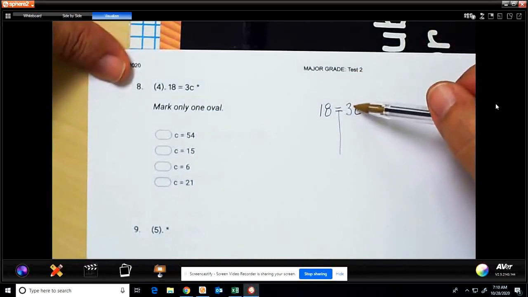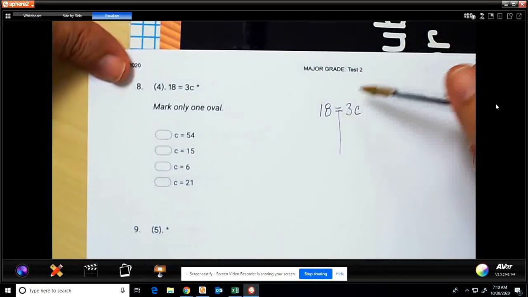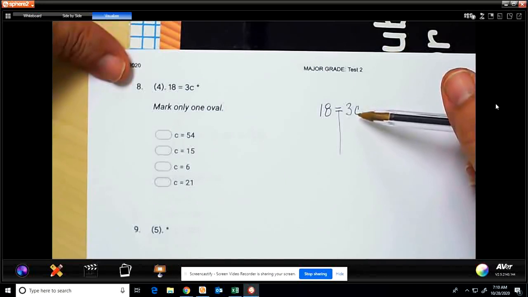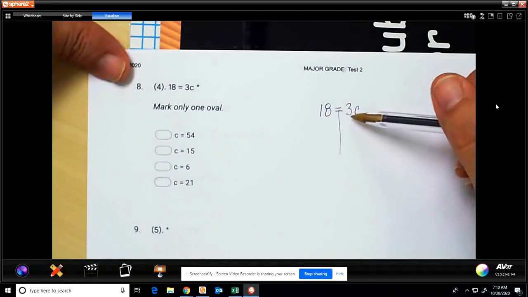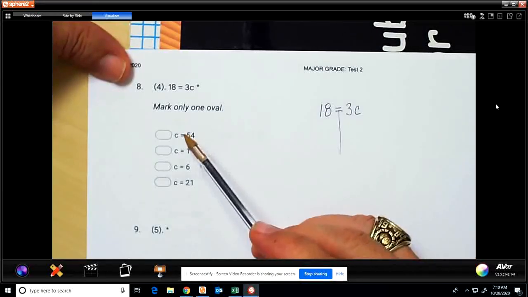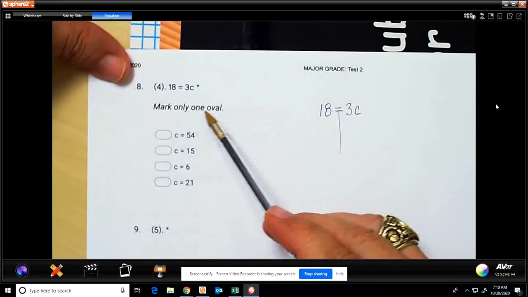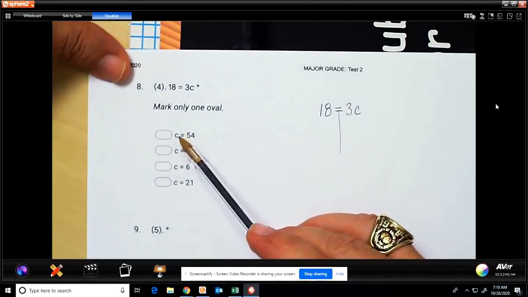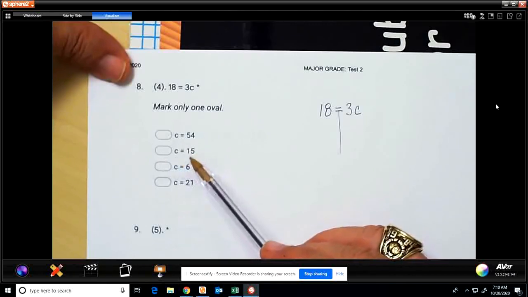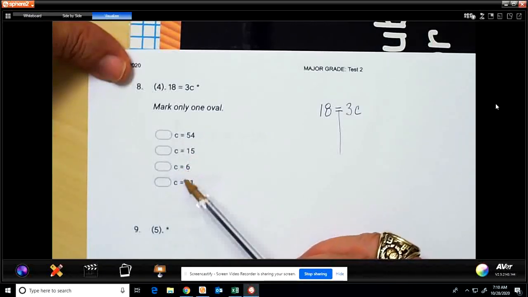And the opposite operation of multiplication is what? You want to get C by itself. So you got to do the inverse operation of what is stated here. This is 3 times C. So your answer choices are mark only one oval. C equals 54. C equals 15. C equals 6. Or C equals 21.